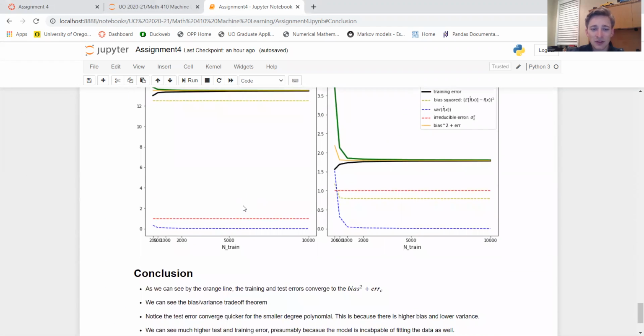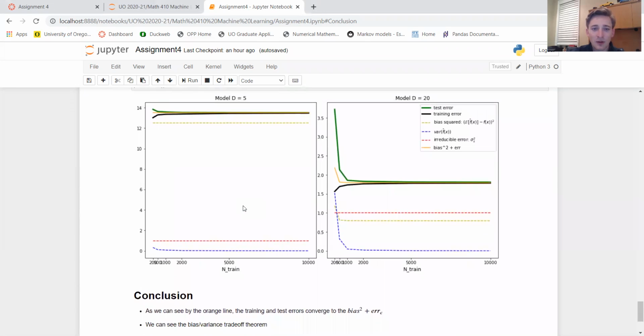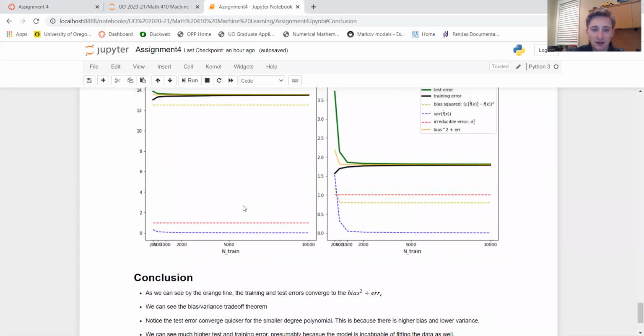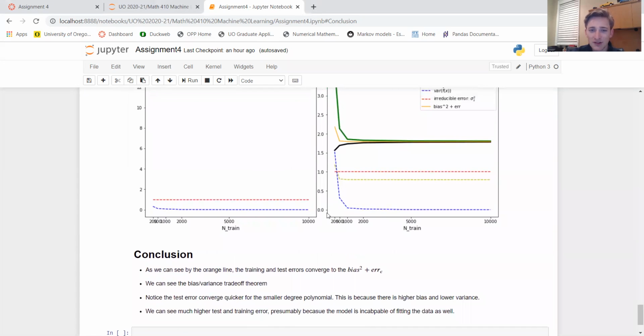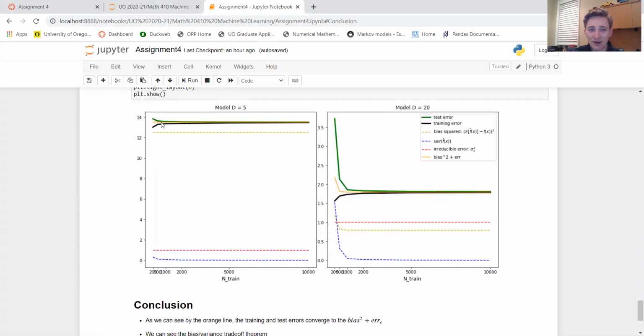All right, so looking at both of these together, we can see that the training error and the test error converge much quicker for this model of degree 5 polynomial, whereas it takes a lot longer for the degree 20 polynomial. Additionally, we can see, as I pointed out before, that there's much higher error in the degree 5 polynomial than in the model with the degree 20 polynomial. And so the degree 20 polynomial is a much better fit for this data.